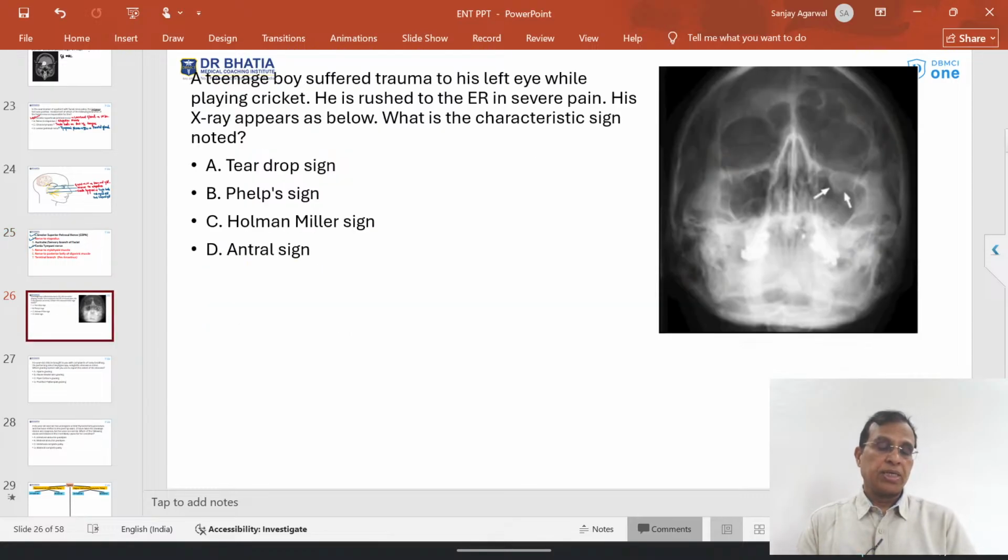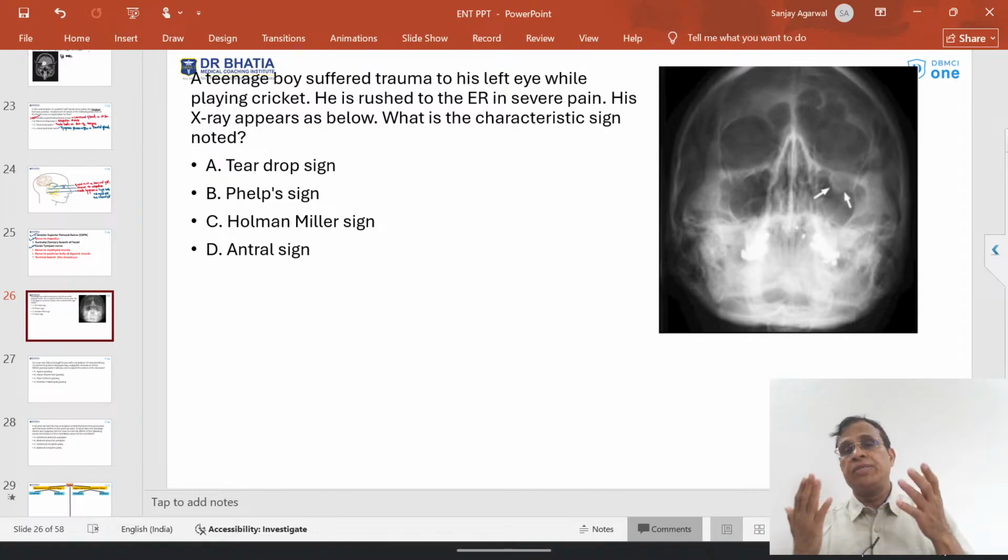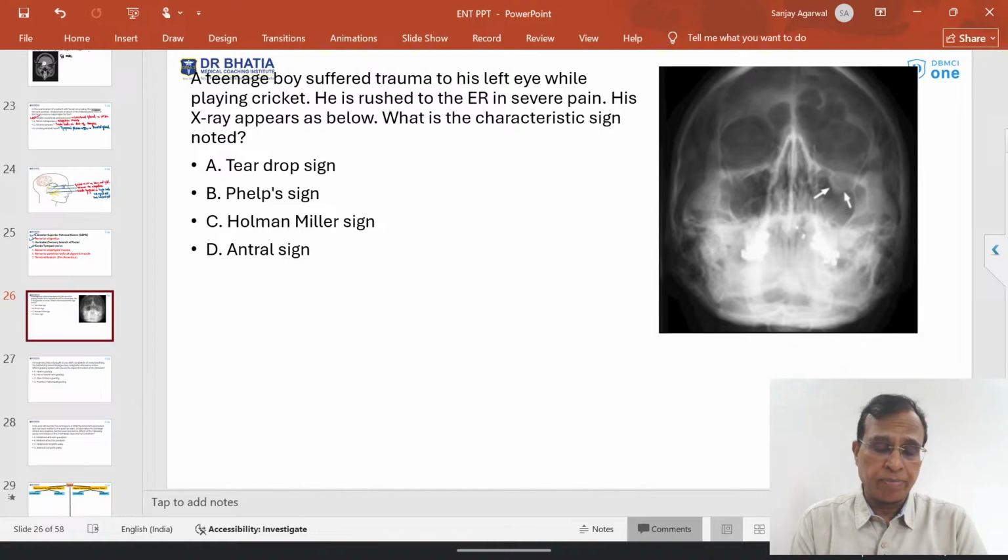Next question. A teenage boy suffered trauma in the left eye while playing cricket. बहुत लोगों को चोट लगती है आँख में. Especially I remember when you are doing wicket keeping, अचानक से बॉल आती है when the batsman misses and it often hits the face and the eye. मेरे साथ हुआ है. That's how I remember. I also had a big trauma in my eye when I was a kid. I was trying to be a wicket keeper, bad wicket keeper. That's why I got hit. So this is quite possible. I did not have this fracture, but I had a trauma.